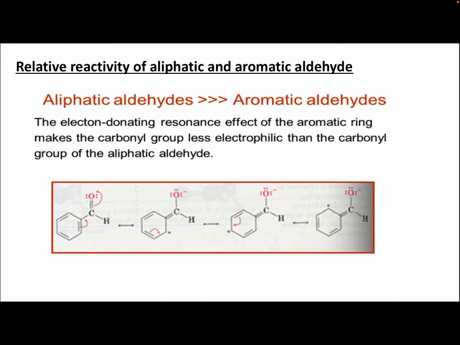So we are seeing that in the aromatic aldehyde, the electron is shifting onto oxygen and oxygen is getting negatively charged. Then from the benzene ring, a double bond is formed on the carbon and again the bond is shifting, and in this way bond shifting is there. So this is the electron donating resonance effect. Due to this resonance effect, the aromatic ring makes the carbonyl carbon less electrophilic than the carbonyl group of an aliphatic aldehyde. In aliphatic aldehyde this is not the case because there is no resonance structure.